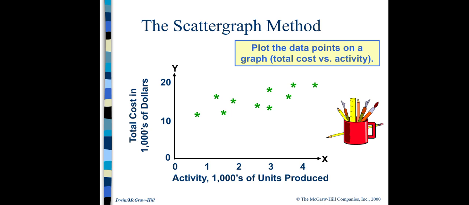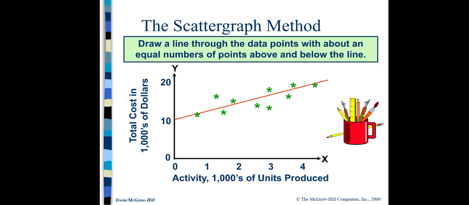Okay, next, the scatter graph method. In the scatter graph method, all points will be plotted on a graph with activity. Jadi dia dikasih titik-titik untuk beberapa aktivitas. The plot of data points on a graph, total cost versus activity. And then we draw a line through the data points with about an equal number of points above and below the line.